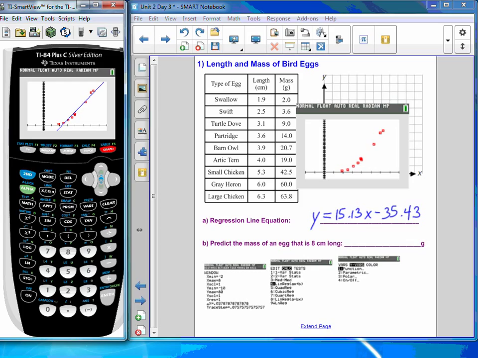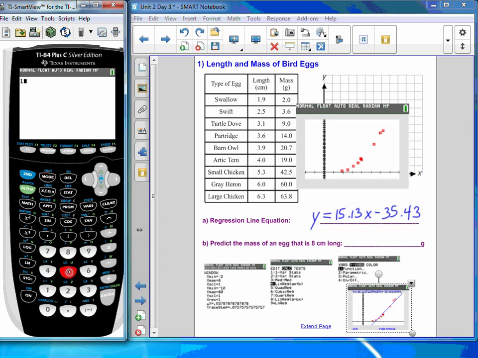Now let's predict the mass of an egg that is 8 centimeters long. I could simply do trace, go to my y function by down arrowing, 8, enter, and it would jump on the graph and make a prediction, 85.54. Or I could plug 8 into my equation on my home screen: 15.13 times 8 minus 35.43. And what do we get? About 85.47. So in both cases, about 85.47 grams.